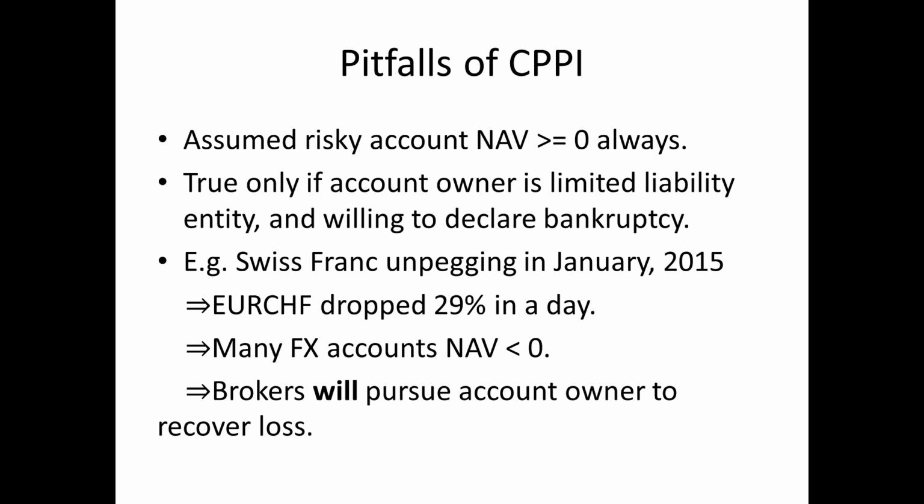If your brokerage account net equity value goes negative, what happens? Well, if it goes negative and the owner of that account is a limited liability entity, you can just declare that entity to be bankrupt, and then you will still be protected. So in that sense, if the owner of a brokerage account is a limited liability entity, no worries. Your risky account indeed has a floor, which is the NAV equals zero. So CPPI is valid in that case. But if the account owner is a person, that creates a big problem. Because if you're a person, you will have to declare personal bankruptcy. That's not a good thing, right? You don't want to declare personal bankruptcy just because one of these risky accounts goes to negative equity.